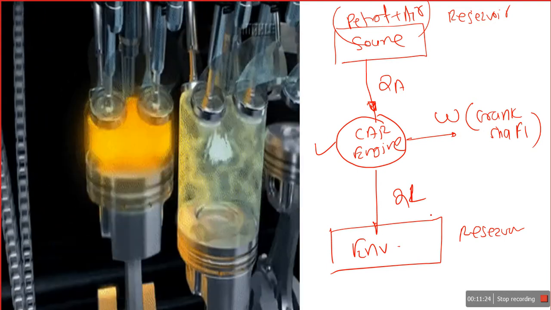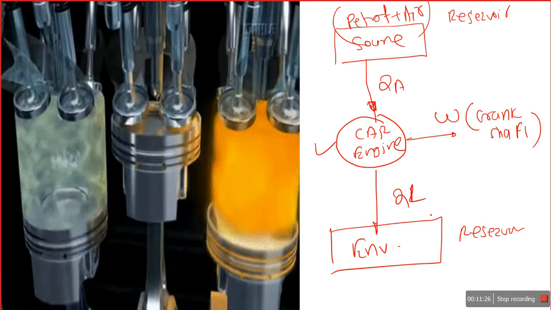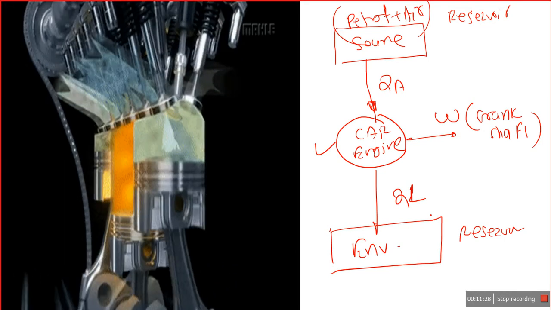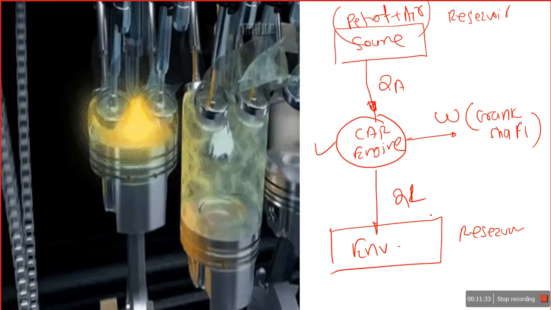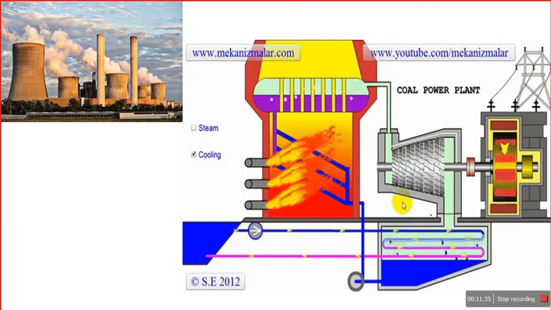Why is it called a heat engine? Because the heat energy is converted into mechanical work. So the car engine is called a heat engine. Now we see another example of the Kelvin-Planck statement, that is the steam power plant or the thermal power plant.